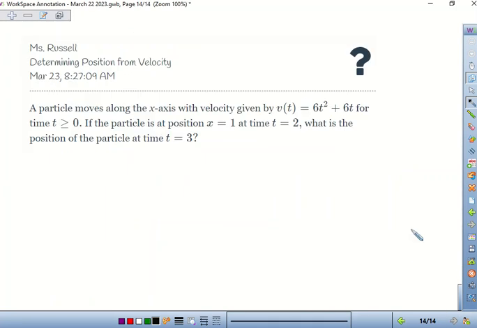All right, so I'm going to go ahead and go over this question with you all. This is one of the questions that you're going to get on Delta Math. So is everybody paying attention to what I'm going to be doing up here? Yep. Okay. So it says a particle moves along the x-axis with the velocity given by.